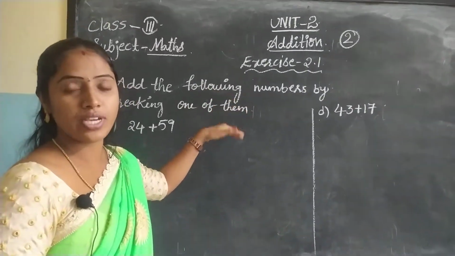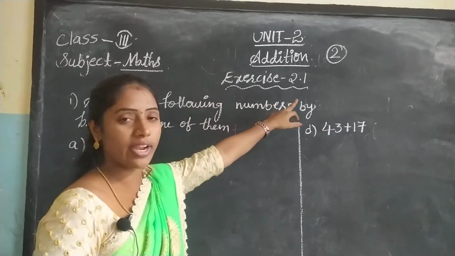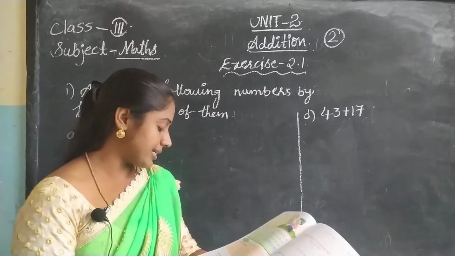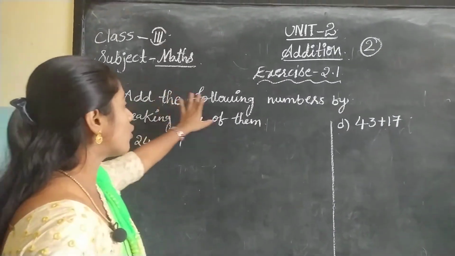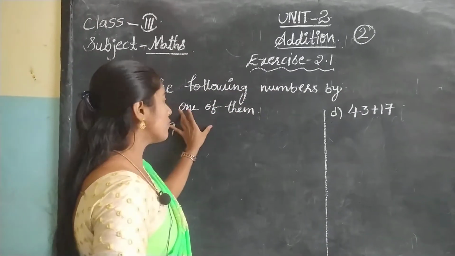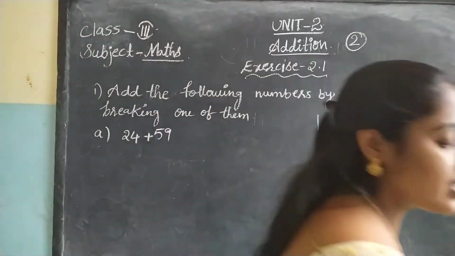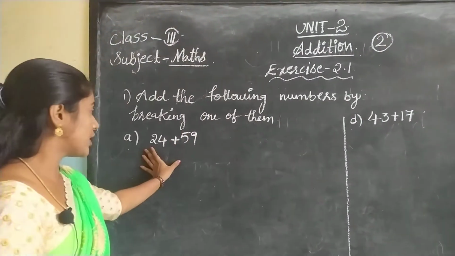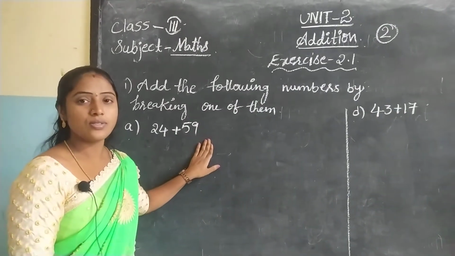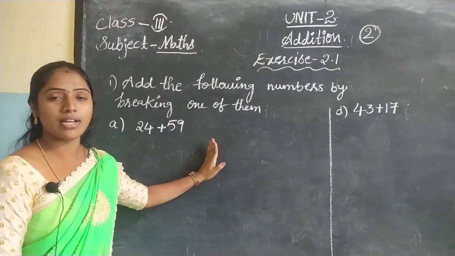Yesterday we did examples. Now we are going to exercise 2.1. So first bit, what is the first bit? Add the following numbers by breaking one of them. See children here, what is the question? 24 plus 59. In this you have to break one number.